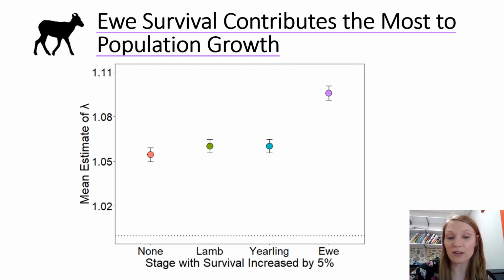If we increase either lamb or yearling survival by 5%, we do see a slight increase in population size, but those increases are exactly the same regardless of if we increase ewe or lamb survival. However, if we increase ewe survival by 5%, we see a dramatic increase in lambda, which would suggest that the population would then be increasing by about 9%.